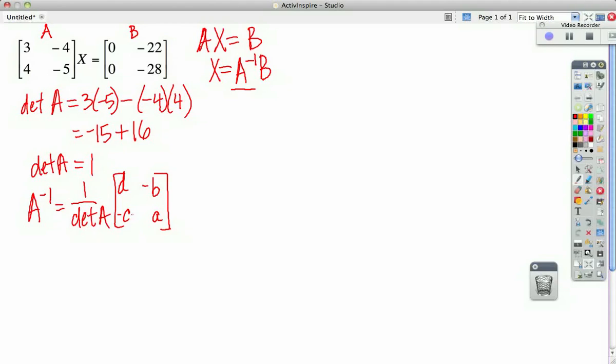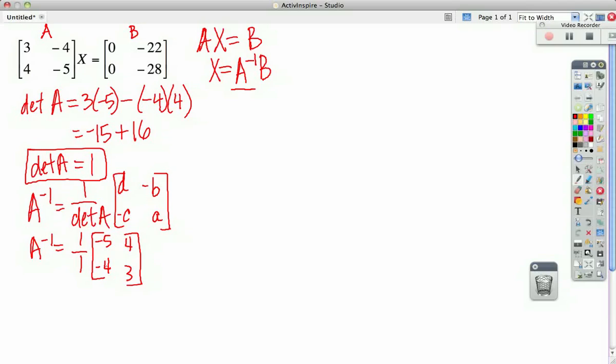B and C stay in their original locations, but you make them both negative or their opposites, depending on whether they're positive or negative. So for this problem, to find the inverse of A, it would be 1 over 1, because we just discovered that the determinant of A was 1. And then I'm going to multiply to that. I'm switching A and D. So A is 3, that goes down here. D is -5, so that's going back up here. Now B was -4, so when I take the opposite of B, I'm going to have +4. And C is going to be -4.